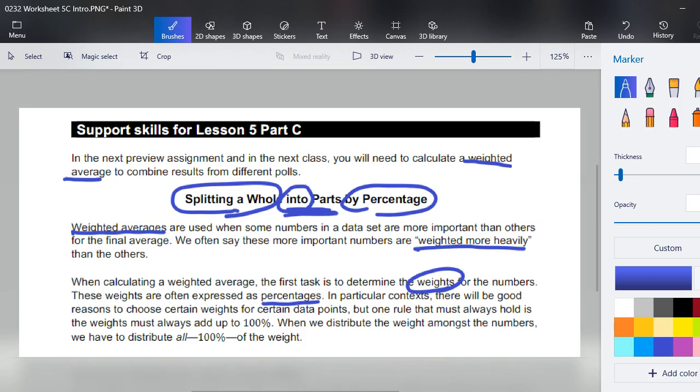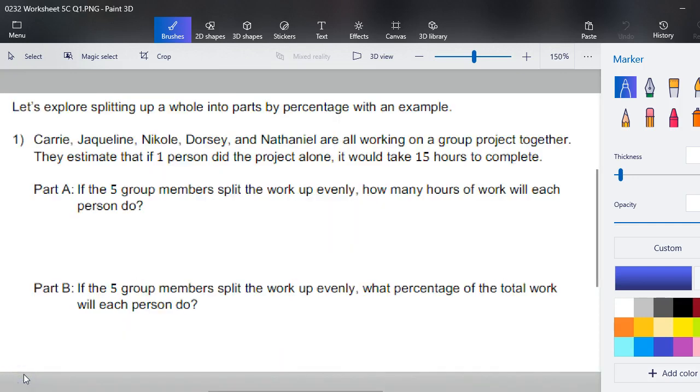In particular contexts, there will be good reasons to choose certain weights for certain data points. But one rule that must always hold is that the weights must always add up to be 100%. That is a great detail to put on a weighted averages card or a glossary. When we distribute the weight amongst the members, we have to distribute all 100% of the weight.